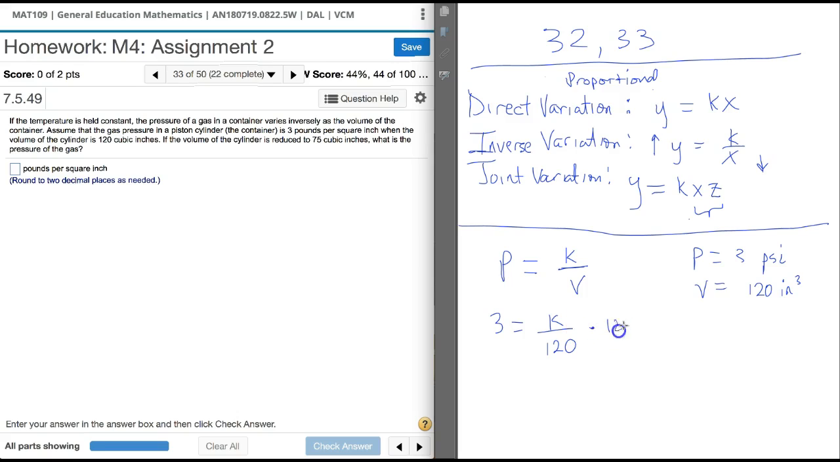So just like how we did last time, we'll multiply both sides by 120. 120 times 3 gives us 360. And this reduces to 1. So we know from here that our equation of variation now is going to be P is equal to 360 divided by V. And so now we're asked to say, and let me go ahead and rewrite this way. So P of V, meaning that we have to plug in volume to figure out the pressure.